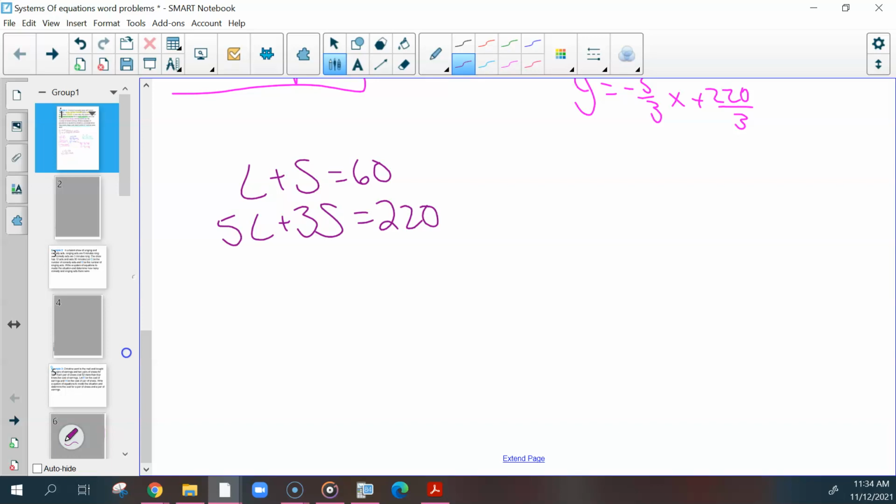Okay. The next way we're going to solve this is by substitution. So here it does not really matter whether we solve for L or for S first. We're going to end up solving for both. But in order to solve by substitution, one of these needs to be L equals or S equals. So we can pick one. Let's say I want this to be S equals. So I would solve this for S, move L to the other side.